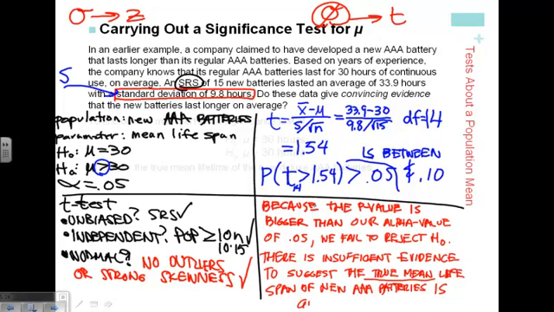Is greater than 30 hours. Okay. And that's a four-step process with this kind of data. Okay. That's the hard one.